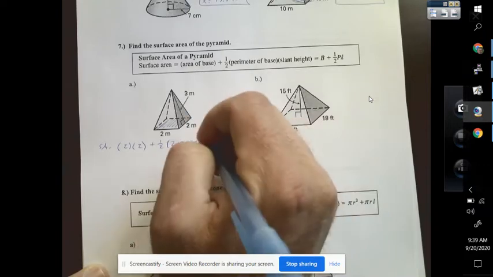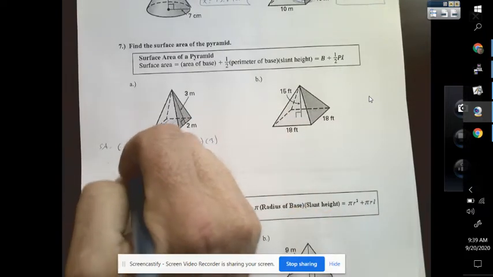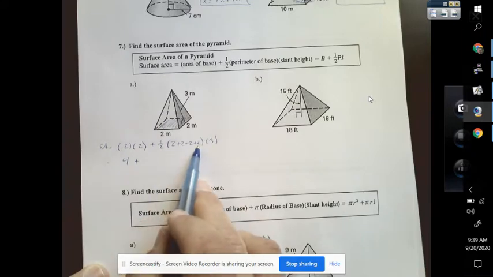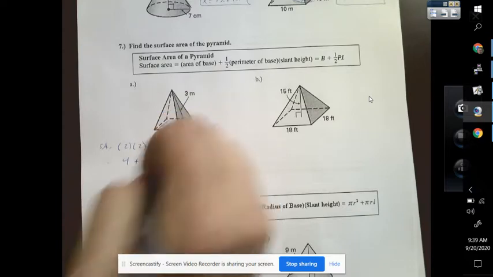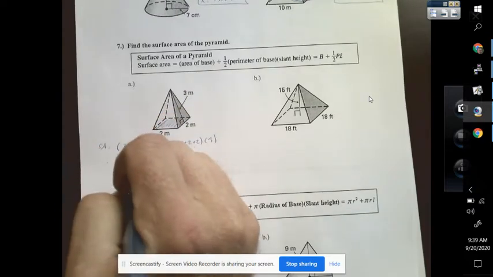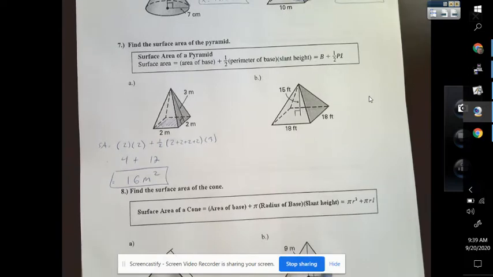Hip, hip, hooray. So 2 times 2 is 4. If I add them up, I get 8. 8 divided by 2 is 4, times 3 is 12. So in this problem, my surface area is 16 meters squared. Nice and easy. That one's not bad at all.